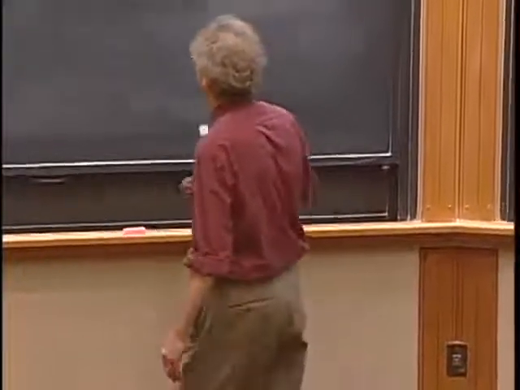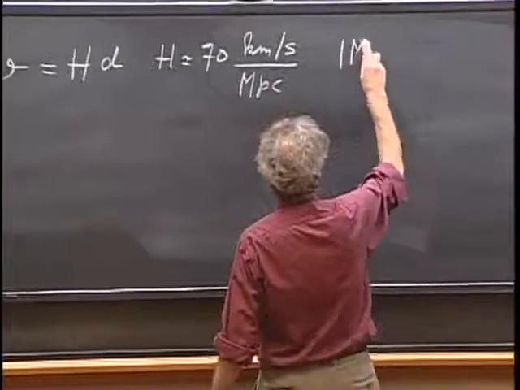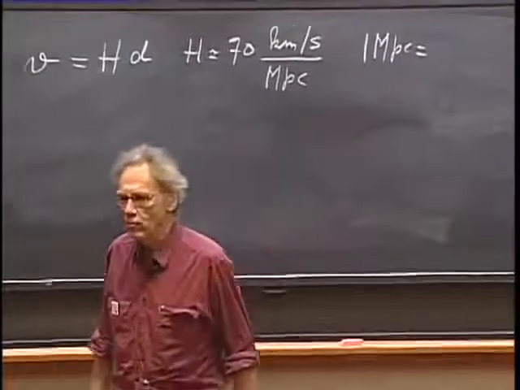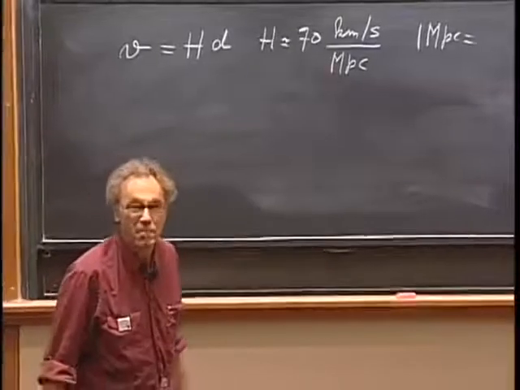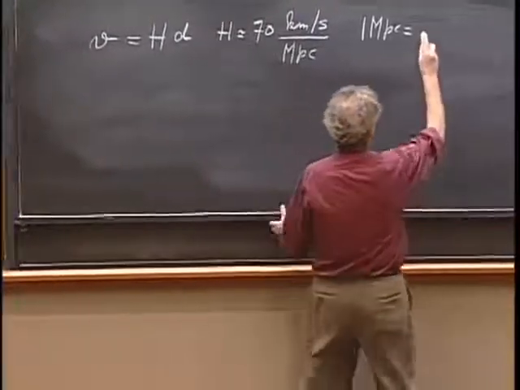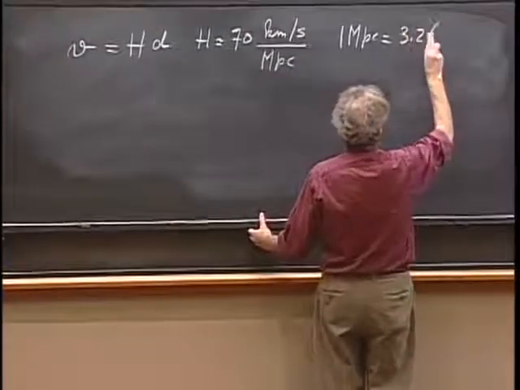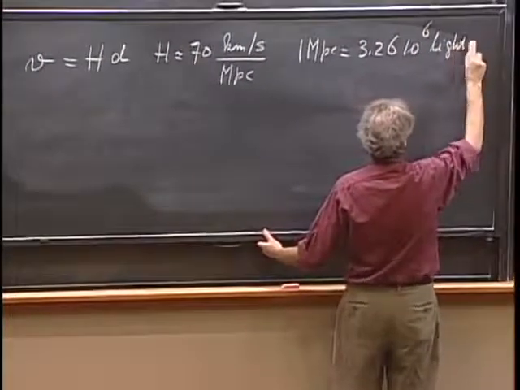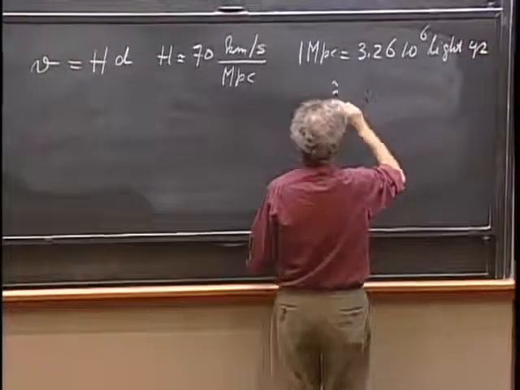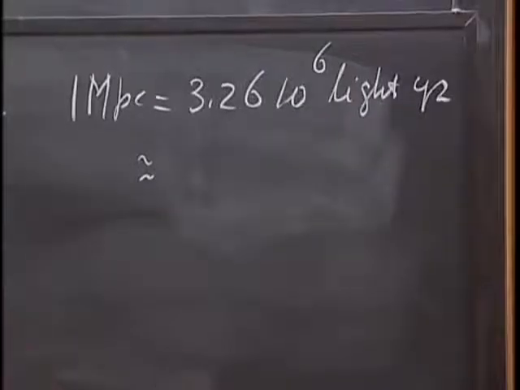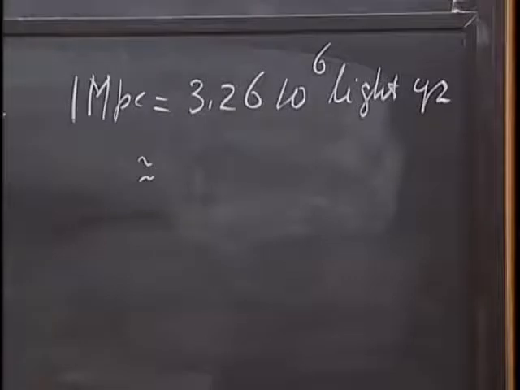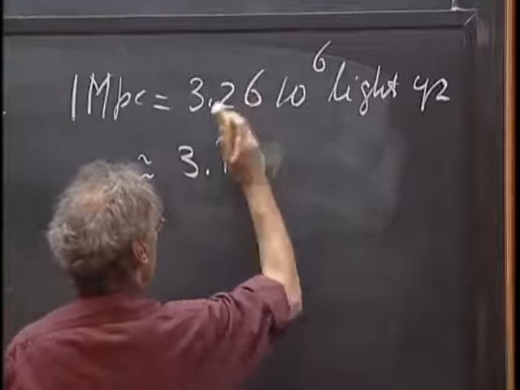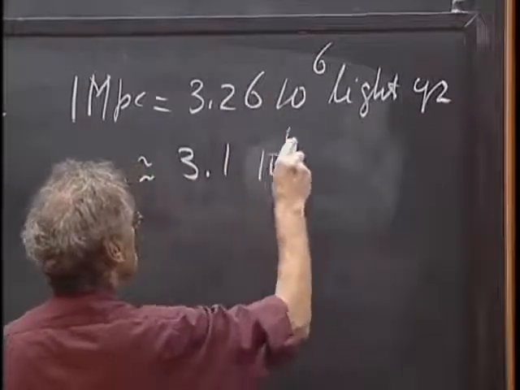A megaparsec is simply a distance in astronomy. It is the distance that light travels in 3.26 million years. So it is also 3.26 million light years. And if you know the speed of light, 300,000 kilometers per second, then you will find that it is about 3.1 times 10 to the 19 kilometers.